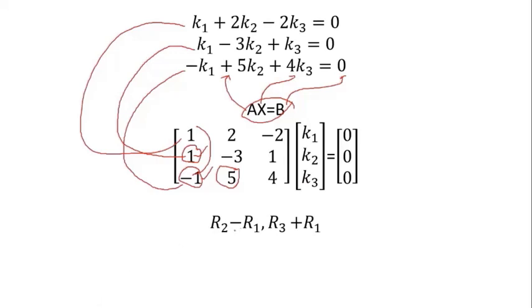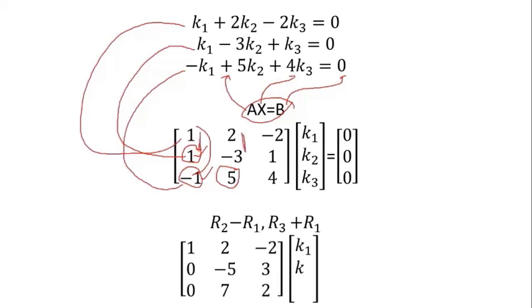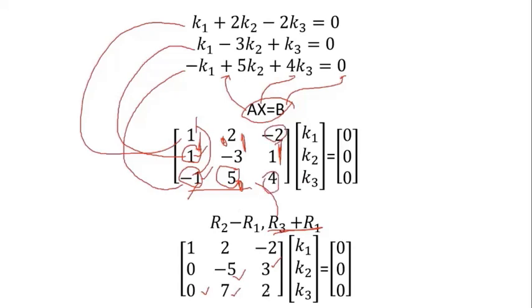So when we apply this transformation, what will we get? First row is the same: 1, 2, minus 2. Second becomes 1 minus 1, 0. Minus 3 minus 2, we'll get minus 5. Then 1 plus 2, because the minus sign is there, so it becomes 3. Similarly, now R3 plus R1: minus 1 plus 1, we'll get 0. Then 5 plus 2, we'll get 7 here. And similarly 4 and this minus 2, so we'll get 2. In this way we got these two elements as 0.